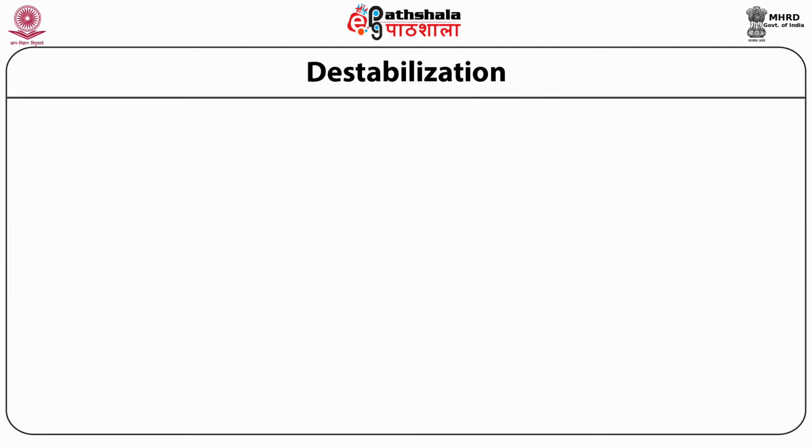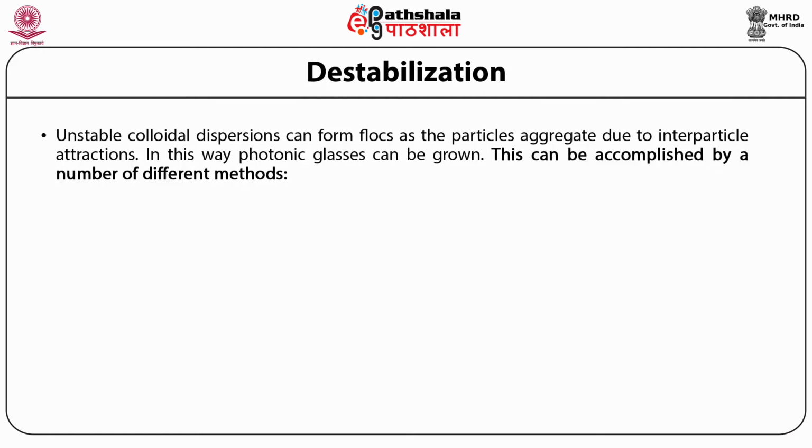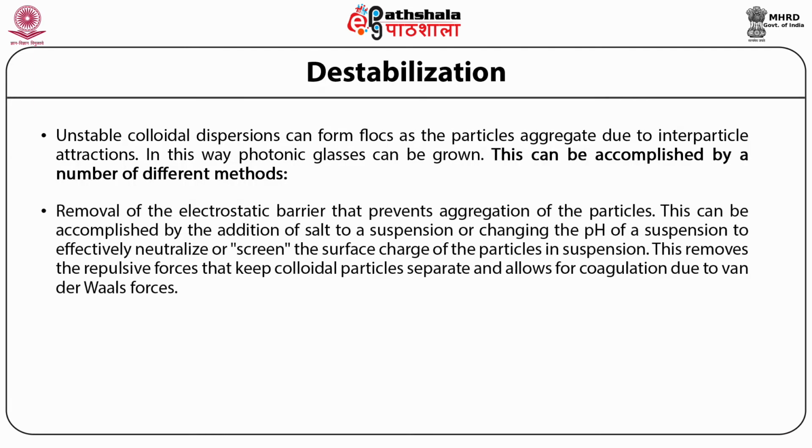Now comes destabilization. In unstable colloids, the particles aggregate and form clusters owing to the interparticle attractive forces. This property of colloids can be used to produce photonic glasses, and the following methods can be employed to achieve this. So the first is the removing of the electrostatic barrier that prevents aggregation of the particles.